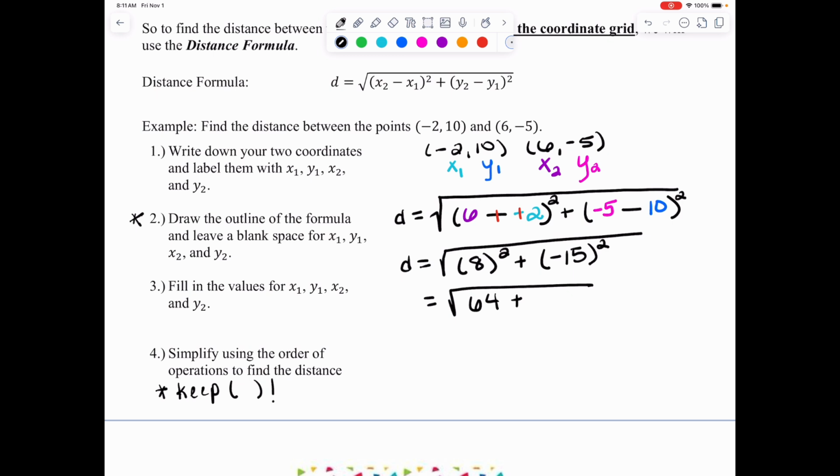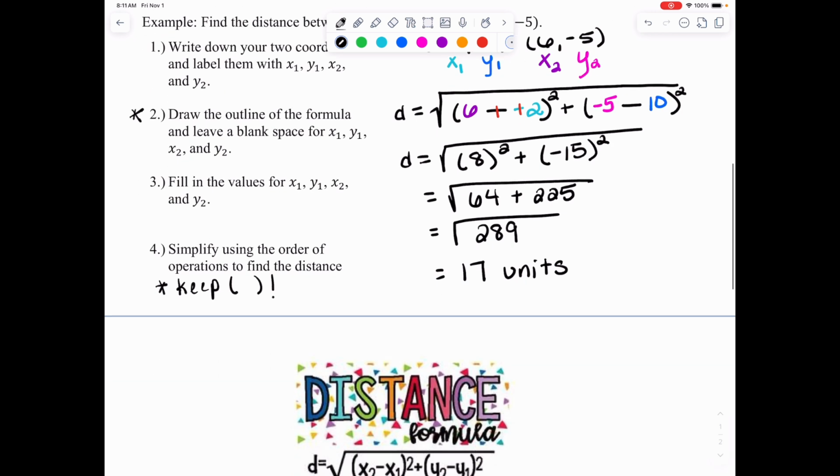-15 in parentheses squared means -15 times -15, which is a +225. When we add those two things together, 64 plus 225 gives you 289. And if I were to take the square root of 289 on my calculator, I'd get 17. So the distance from -2, 10 to 6, -5 is 17 units long. I used the distance formula since I had no coordinate grid to use in order to use Pythagorean theorem, but we talked about how that formula is extremely closely related.